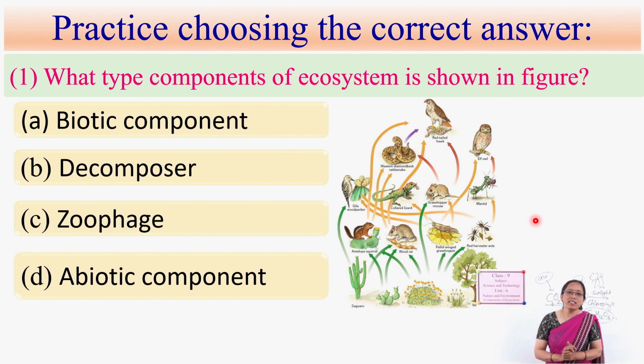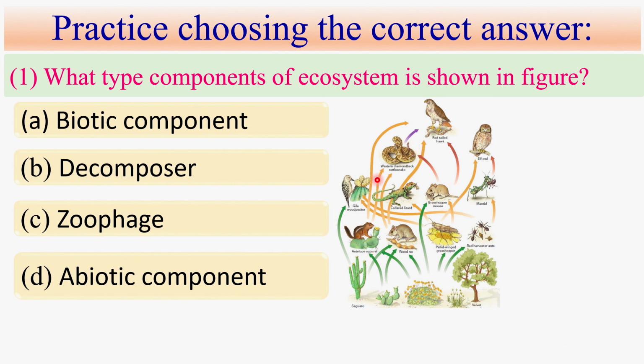Let's practice some questions which we have learned. We have discussed the environment and ecosystem, so related to this, we will discuss some questions here. First question: what type of components of the ecosystem is shown in the figure? What type of components are these? Can you say?